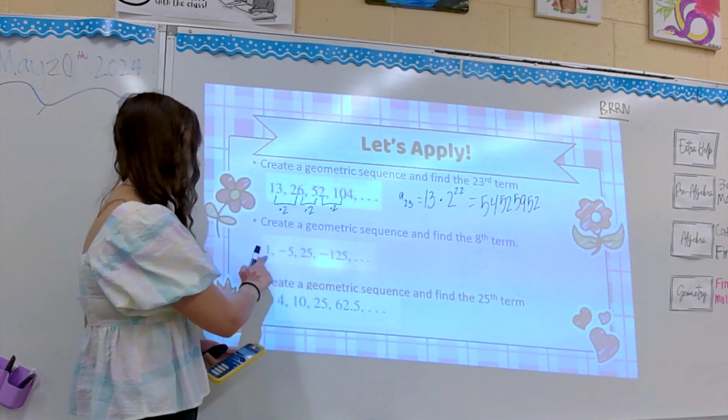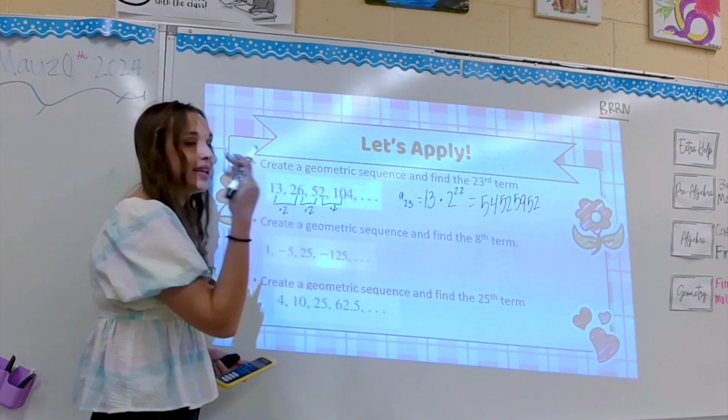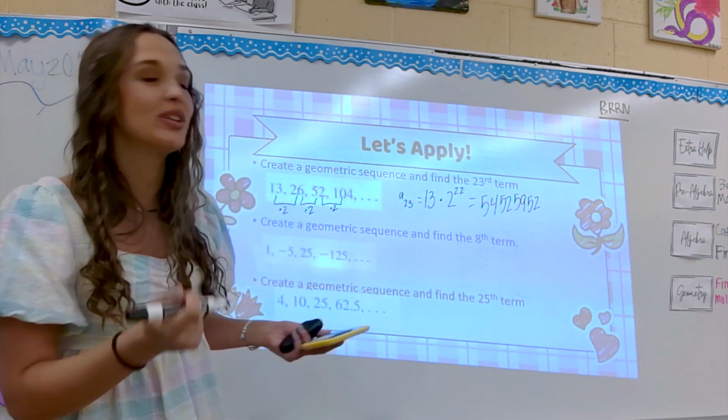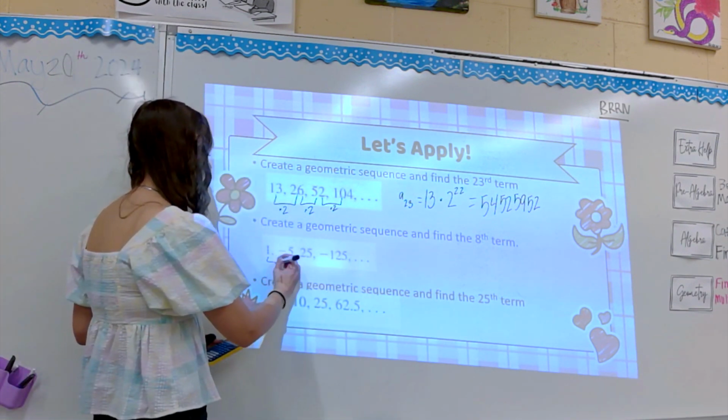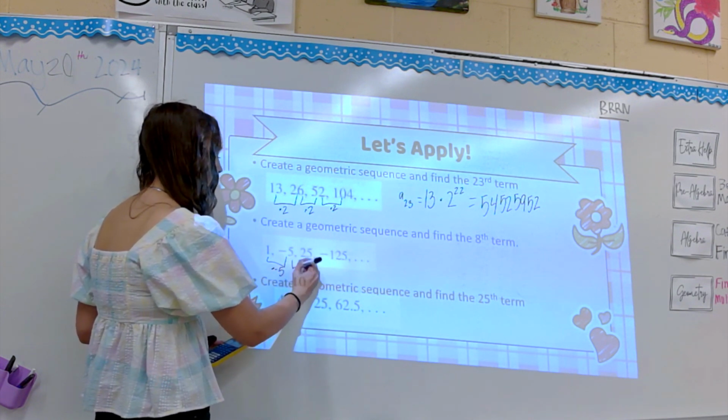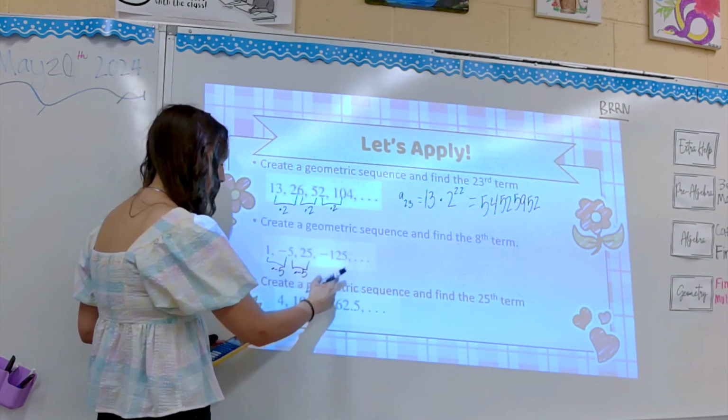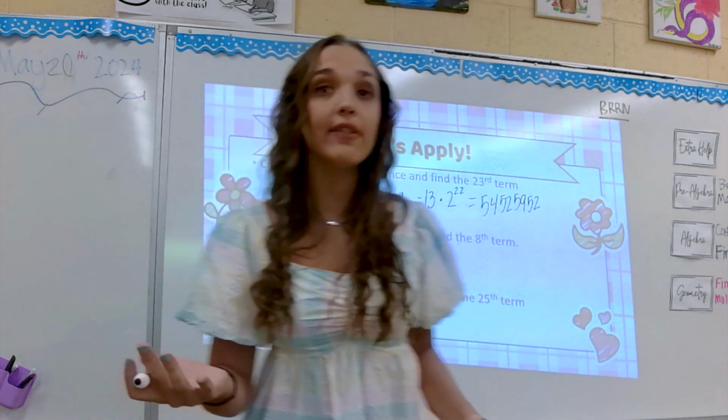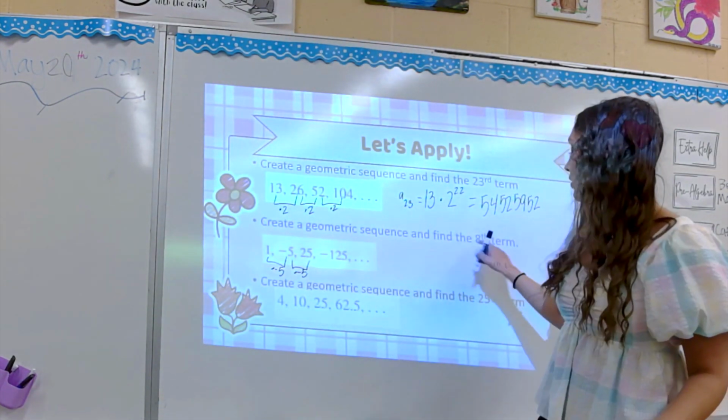So I'm going to look. Once again, we're subtracting, then we're adding. It's not arithmetic. They tell us it's geometric. I'm looking. I am multiplying by -5, by -5, by -5. So my rate is -5. So I'm going to write my equation. I'm looking for the 8th term.